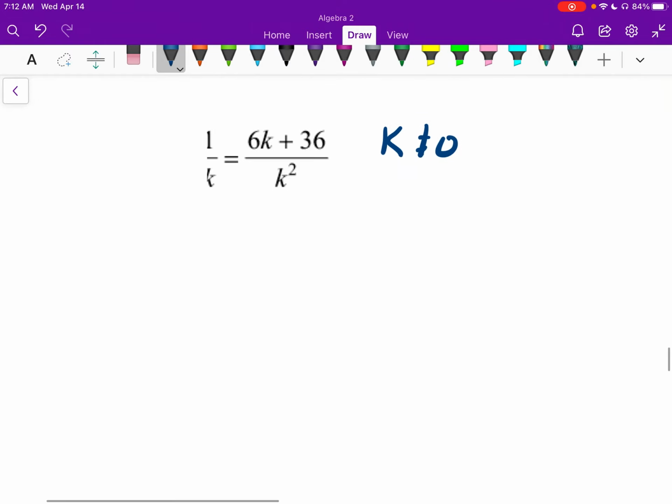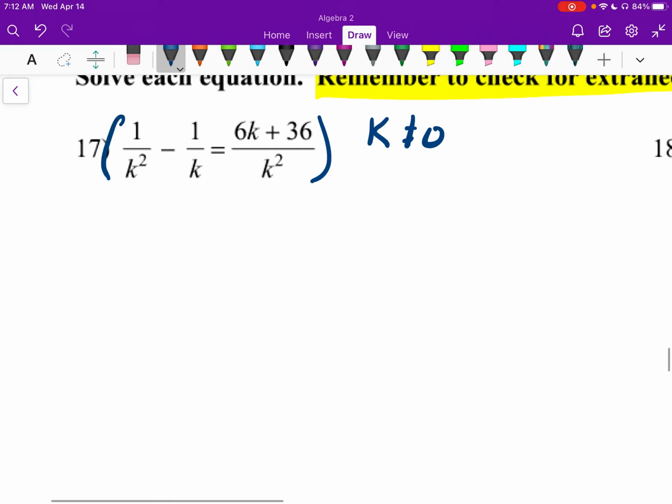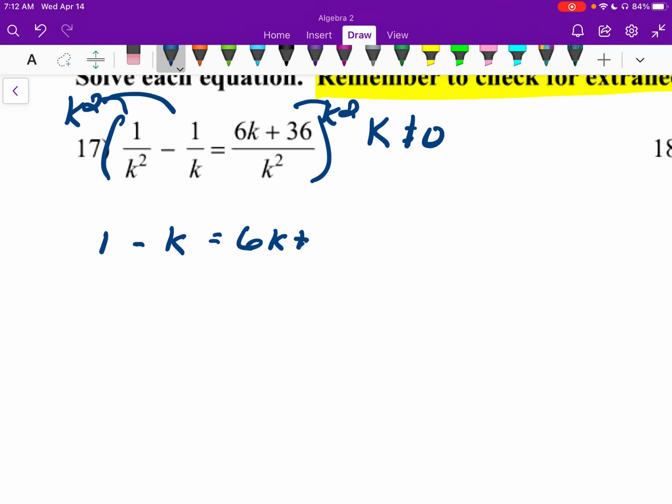So solving here, I want to start off by getting rid of my denominator. If I multiply by a k squared everywhere, then my denominators will go away. So whenever it goes there, it'll just be a 1. There will be a minus k. And here will be an equals 6k plus 36. If I put my 36 to the left, I'll get a negative 35. And if I put my k on the right, I'll get a 7k.